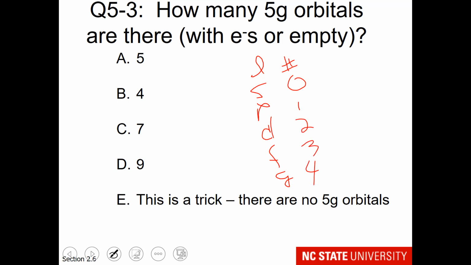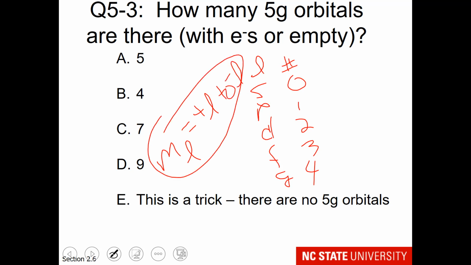Now we have the L. As far as how many are in each set, you need to look at M sub L, which is going to range from plus L to minus L. However many values you have, that will help you determine how many 5G orbitals there are theoretically.